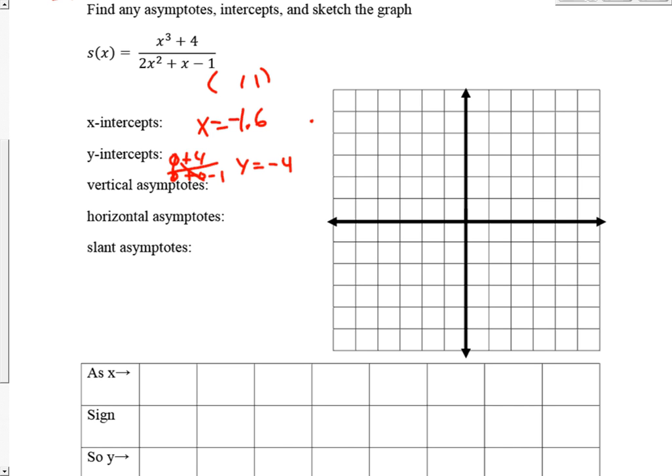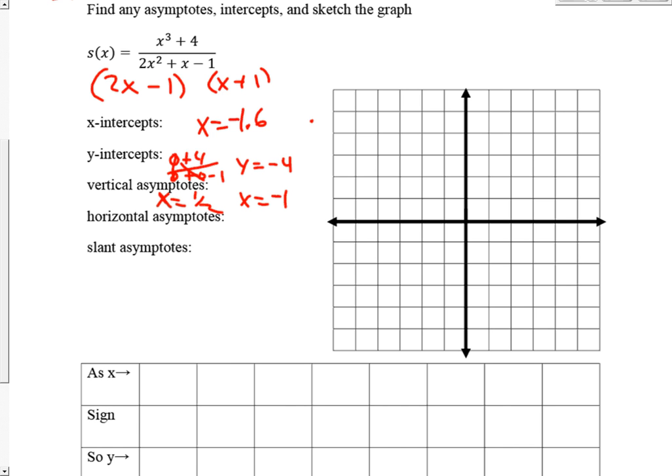My vertical asymptotes: I take each one of these factors from the denominator and set it equal to 0. So 2x minus 1 is going to give me x equals 1/2. And from x plus 1, I will get x equals negative 1. How about my horizontal asymptote?